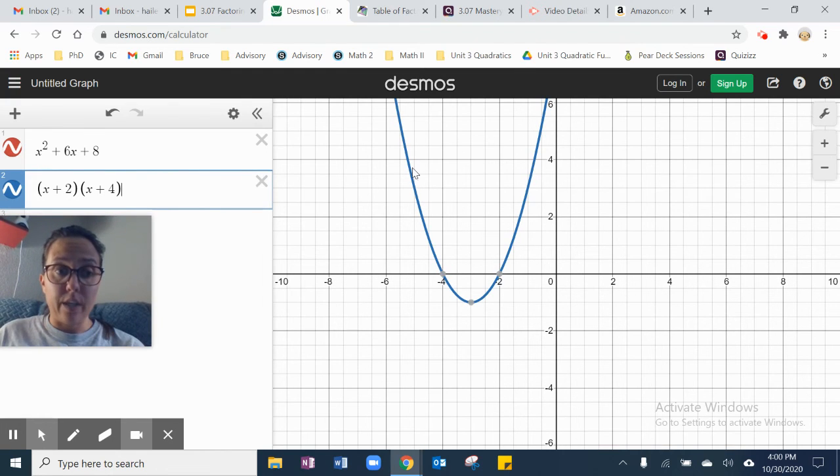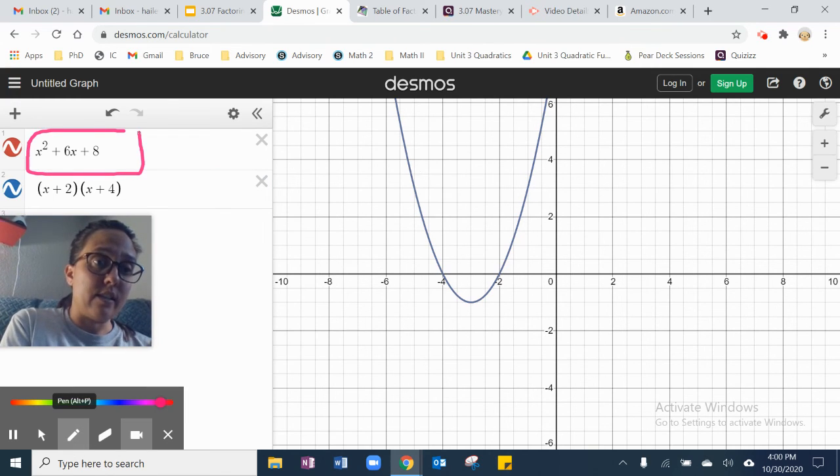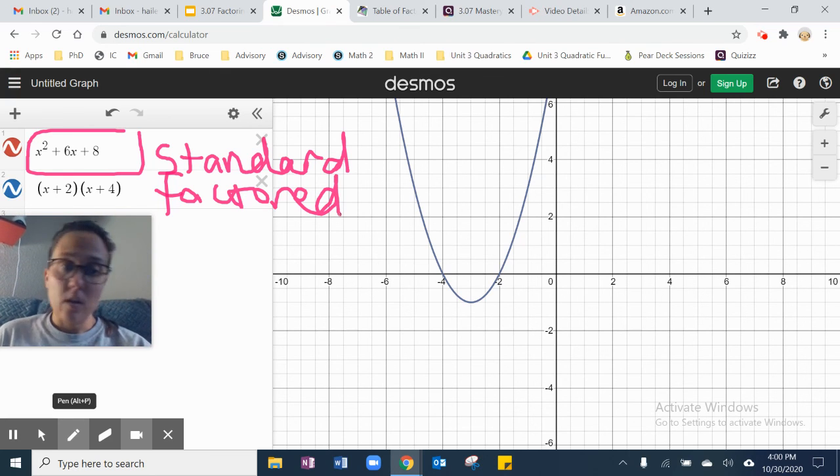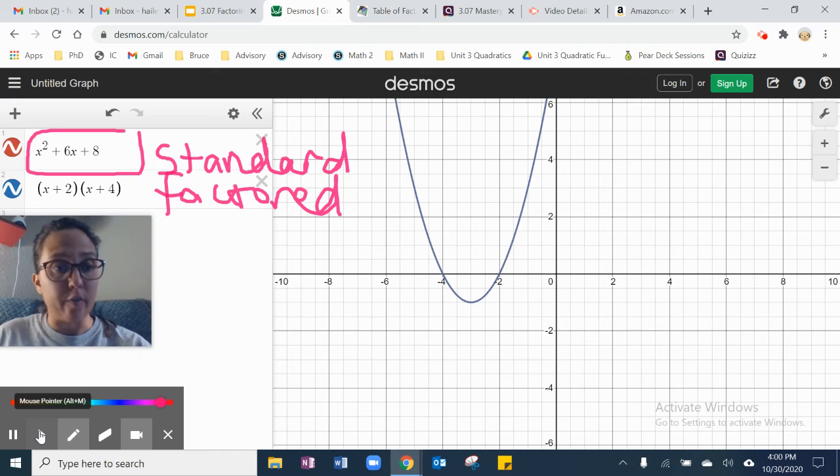Awesome. The blue and the red parabola are on top of each other, just like the investigation we did last week. So that means that they're equivalent. They're the same thing, just that this is in standard form and this is in factored form. But they are the same exact quadratic equation, just in different forms.